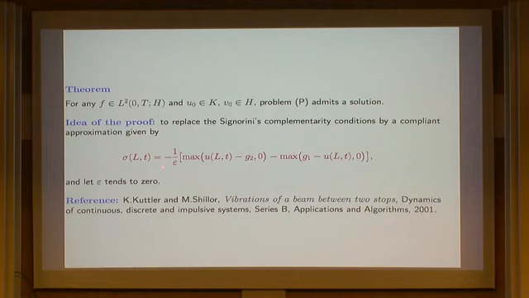So the smaller epsilon, the smaller the penetration, and at the limit, when epsilon tends to 0, we get a solution of the unilateral constraints problem P. So this is a very nice mathematical tool in order to get an existence result, since it can be related to the Yosida approximation of the maximal monotone operator given by the subdifferential of the indicator function of the interval [G1, G2].